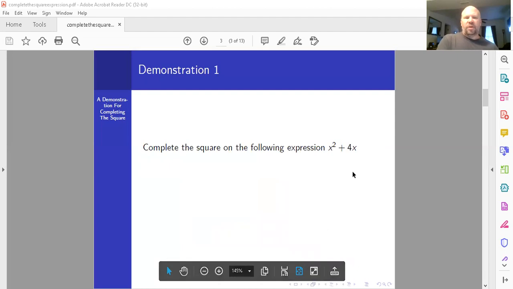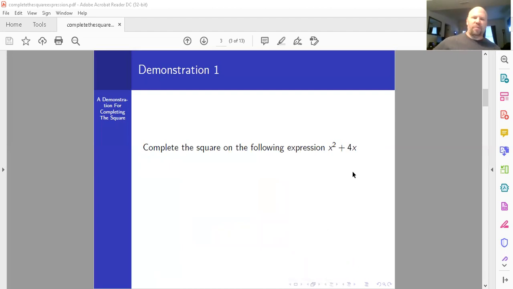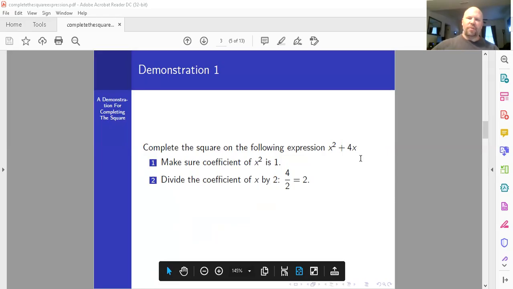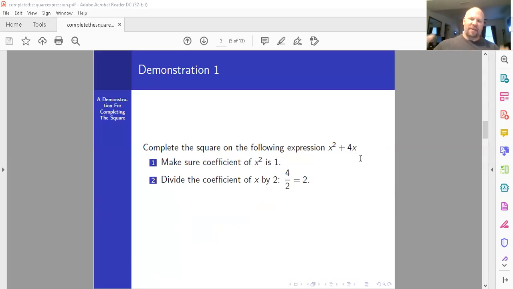So with this demonstration, we're going to complete the square on the following expression, x squared plus 4x. First thing you want to do is make sure the coefficient of x squared is 1. In this case, it is, so we can continue to step 2. Next, we want to divide the coefficient of x by 2. Remember, in our picture, the coefficient of x up here represents the sum of the areas of the two red rectangles that are kind of hinged onto the square. So we're going to cut that coefficient in half, we get 2, and that tells us the length of the side of those rectangles.